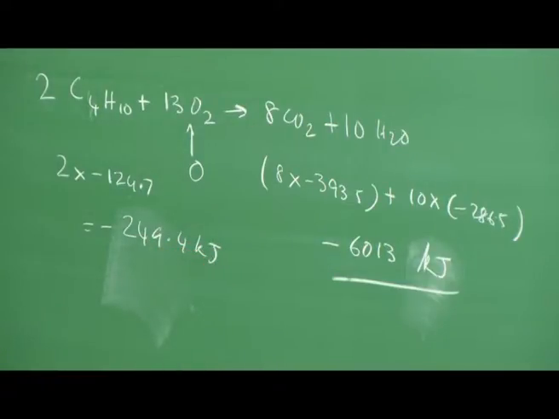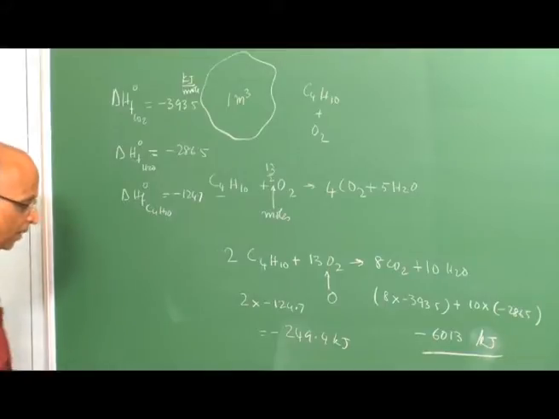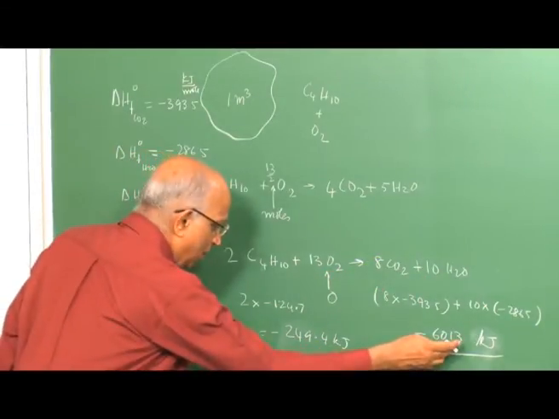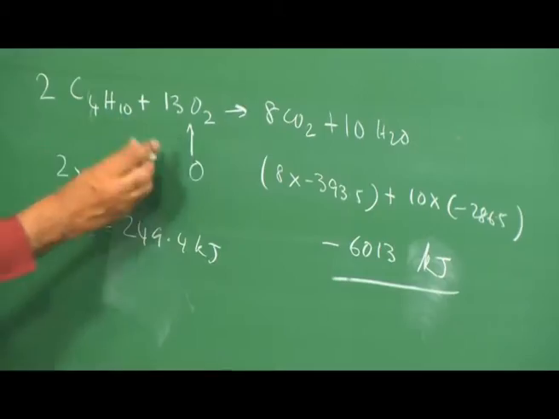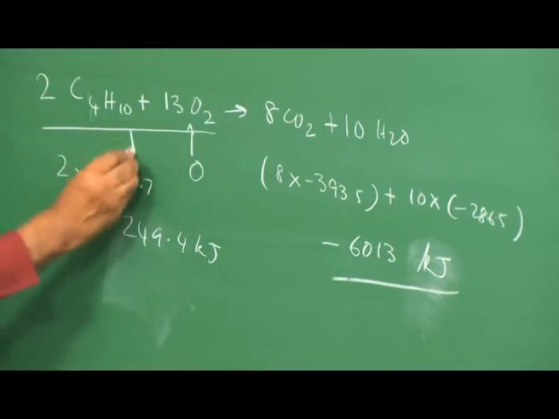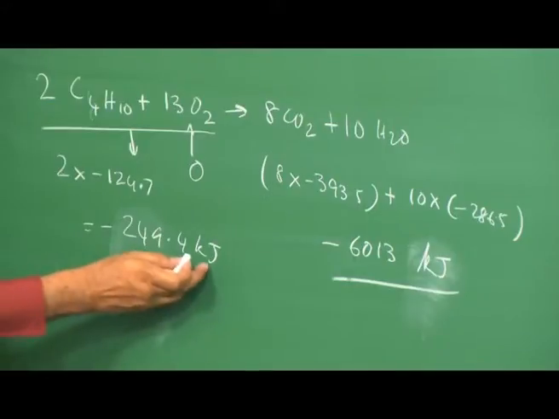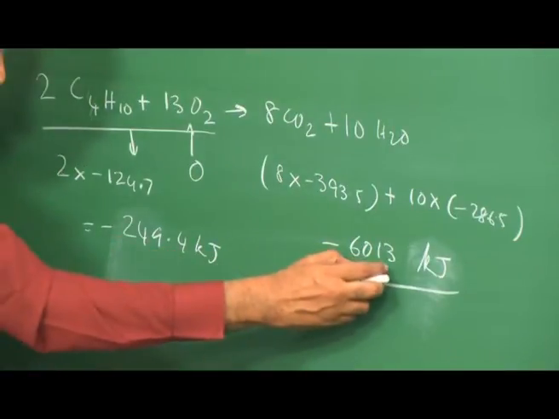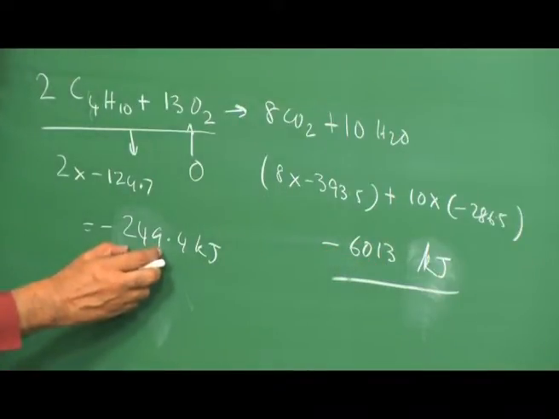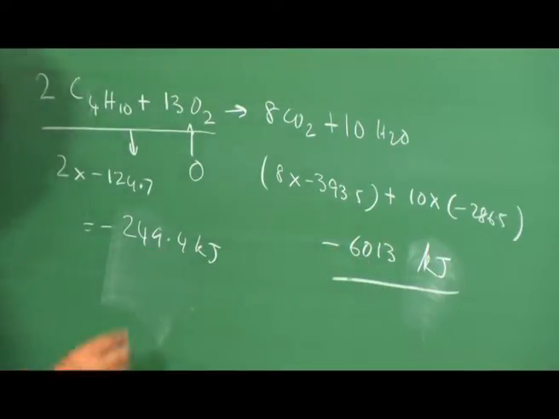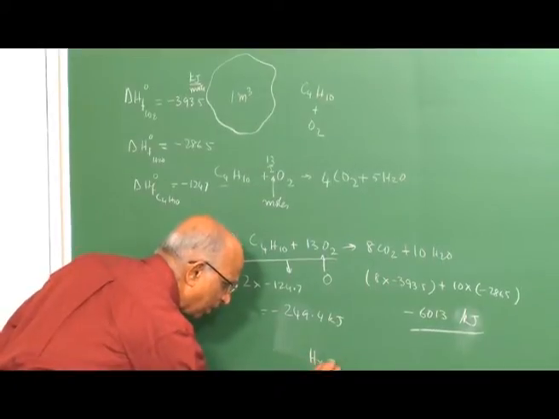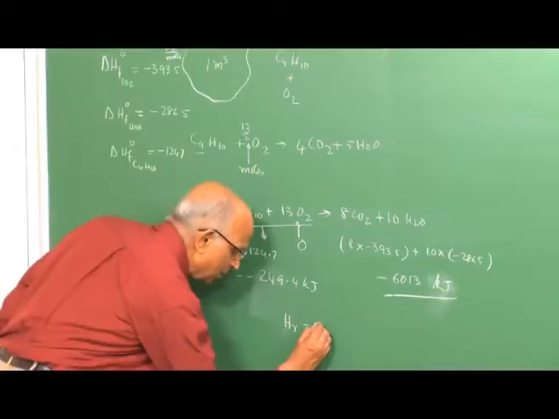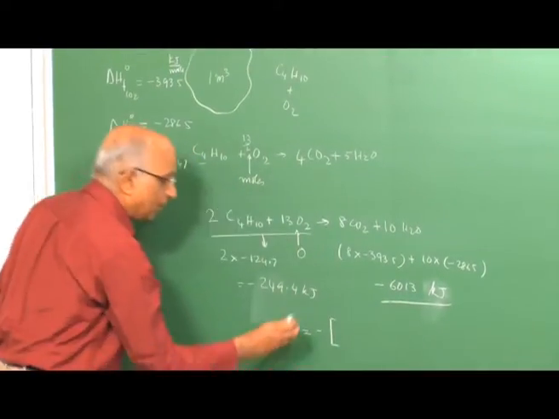Therefore, what is the heat which is generated in this reaction? Well, the heat of formation of the products is minus 6013. The heat of formation of the total reactants over here is equal to minus 249, and therefore, we find that there is a decrease in heat of formation, that means minus 249 to minus 6013. Therefore, the enthalpy of reaction or heat of reaction is equal to minus of, that is the decrease.